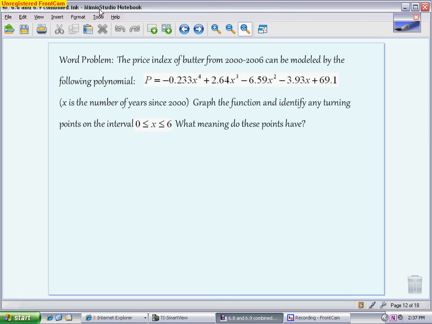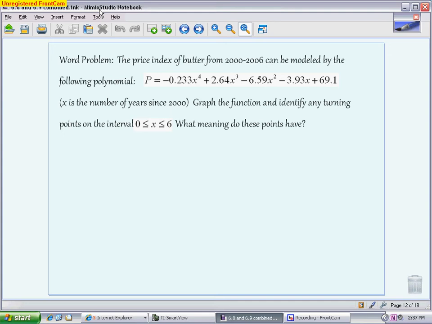I want to go back and do one of the problems from the class on 6.8, 6.9 day. It was one of the word problems that we didn't really have time to talk about much. We kind of skipped over it and went to the geometry one because we were running a little low on time. So I want to go through this one now, and I'll give you a little bit extra practice working with your calculator, finding turning points on your calculator, and then interpreting what those turning points actually mean when you're talking about a real life problem.